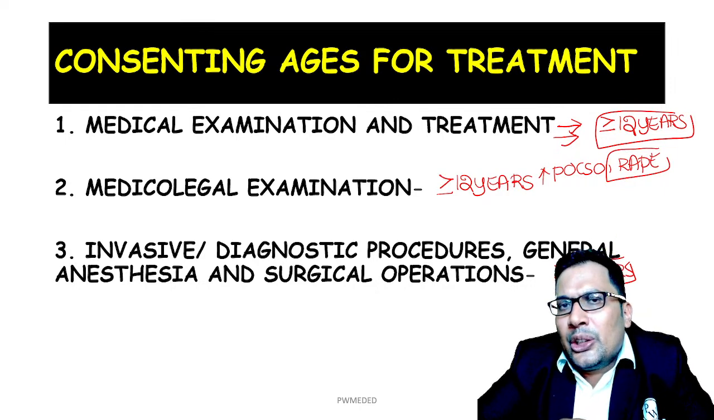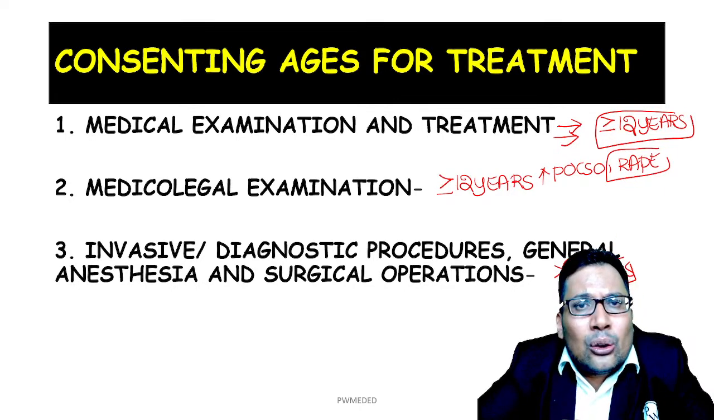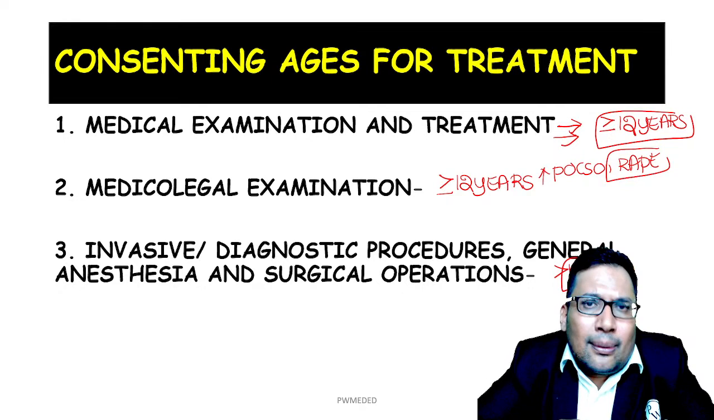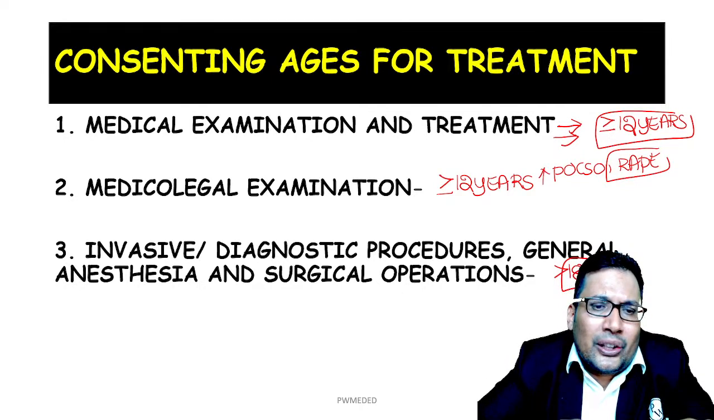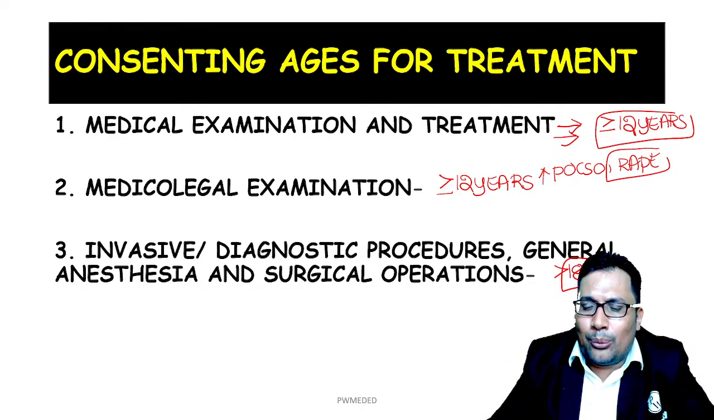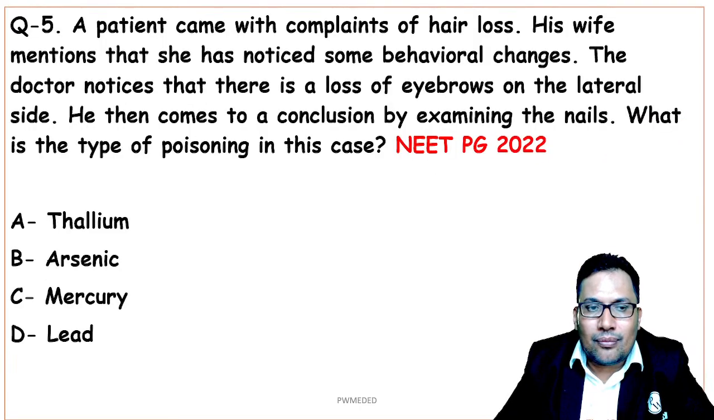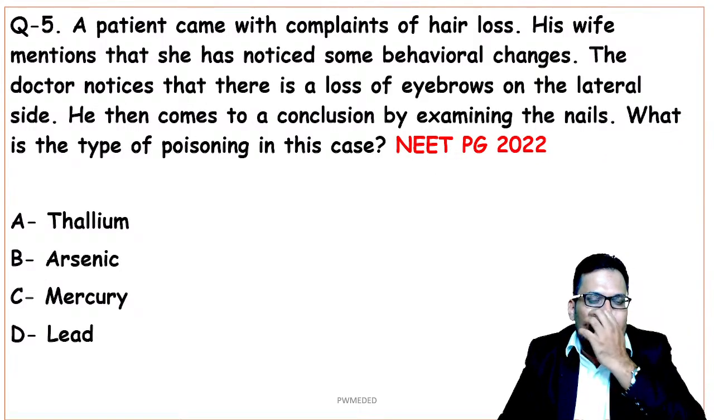At the age of 18 years, the lower end of the radius and the lower end of the ulna fuse to become a single bone. That we discussed in our classes. So all these are very important. Just revise.